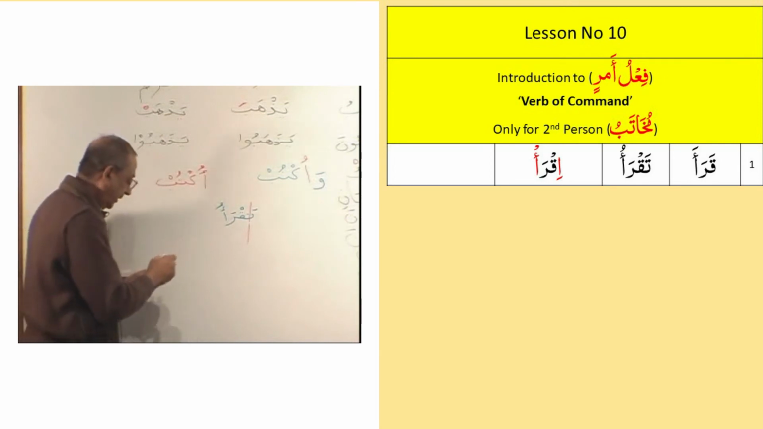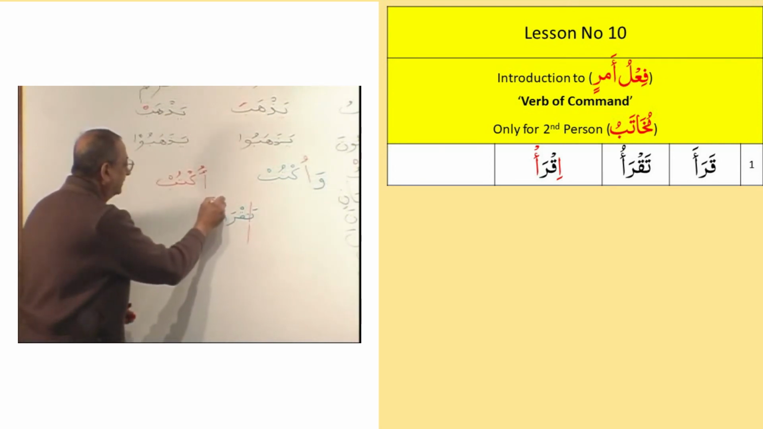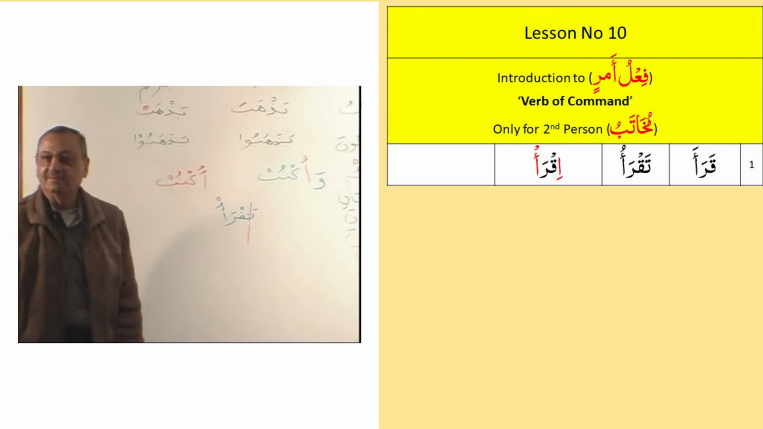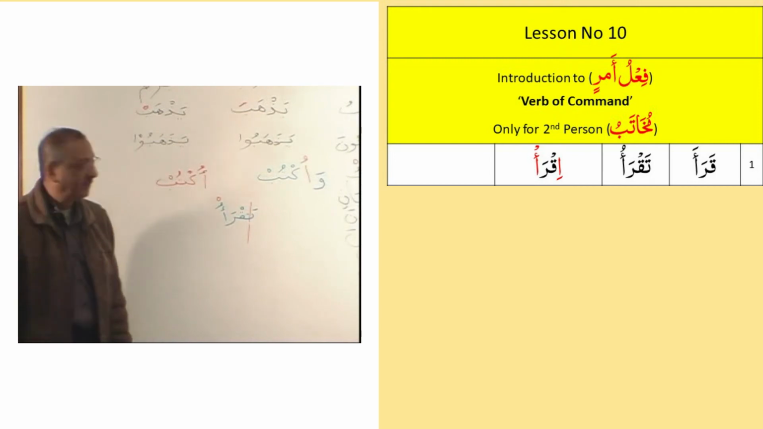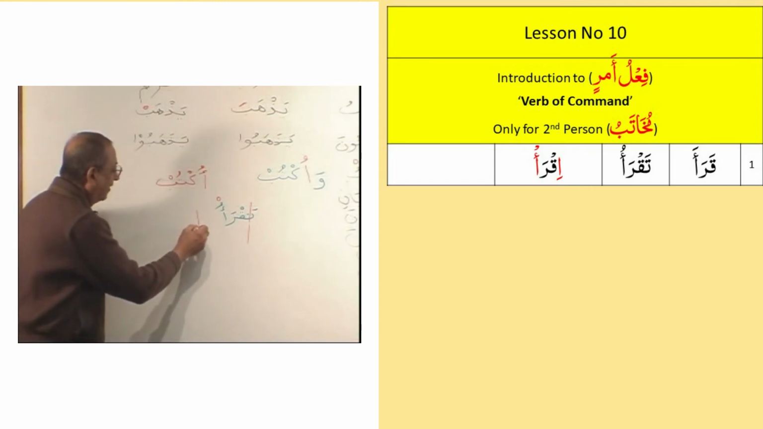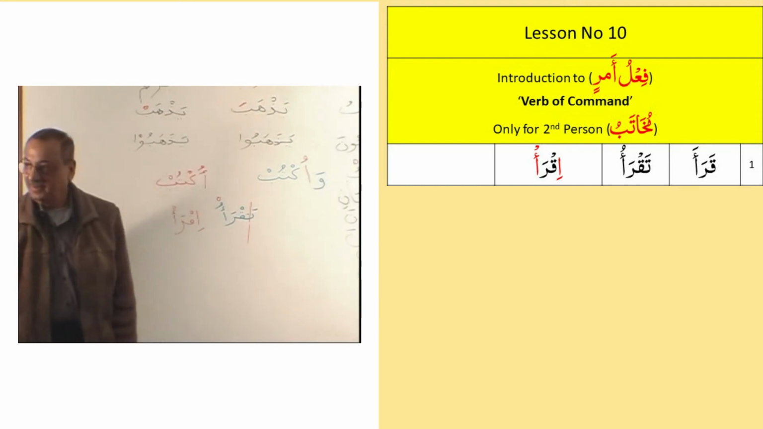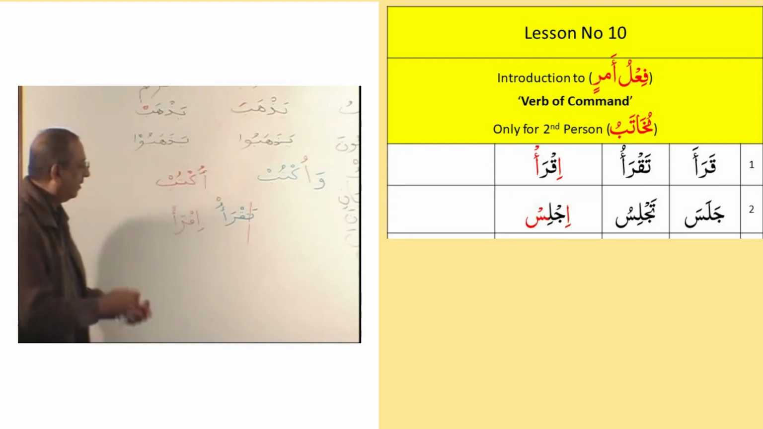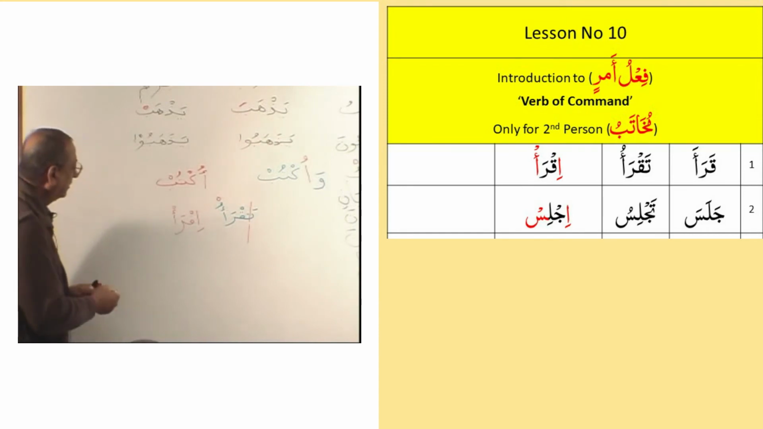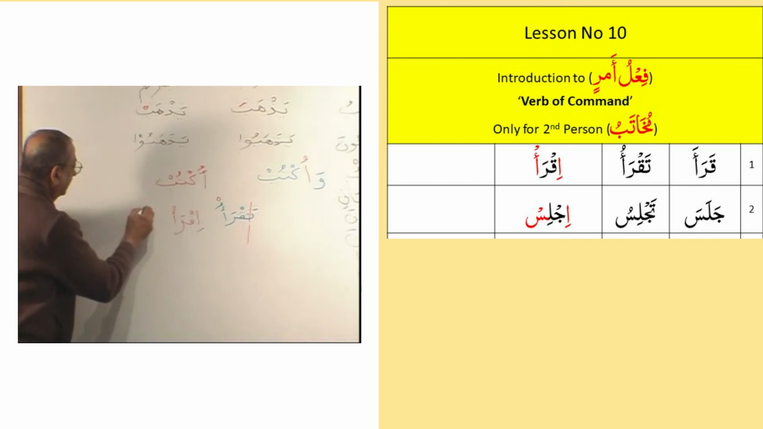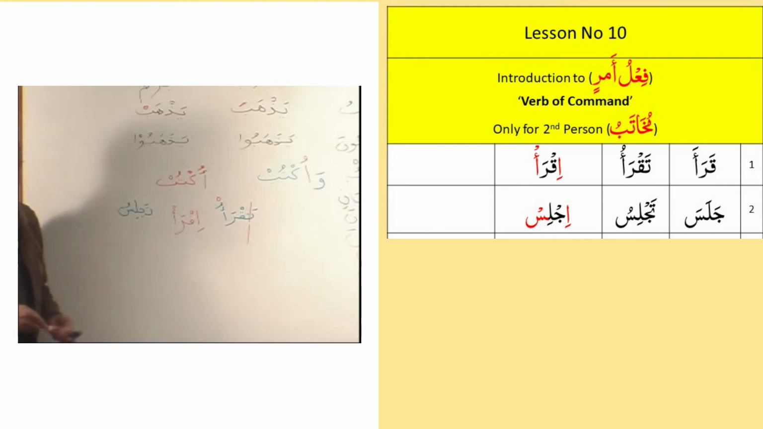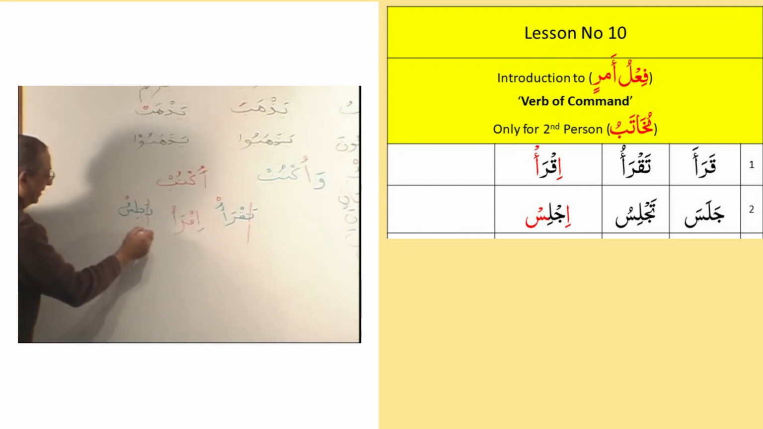Takrau, and at the same time, brothers and sisters, I give here, what do I give here, brother? Sukun. So what is now my verb? Iqra. Are you with me? Iqra. Are you with me, brother and sister? Now, I say to you, tajlisu. What will be the Amr? Ijlis. Are you with me? Now you know how to do it.